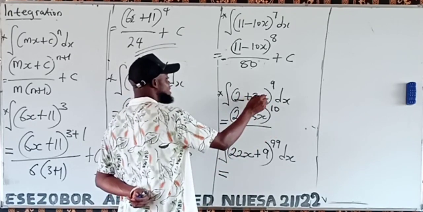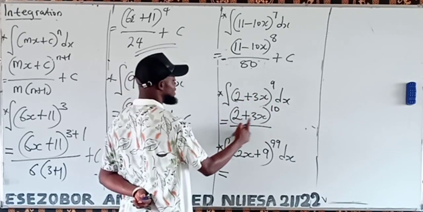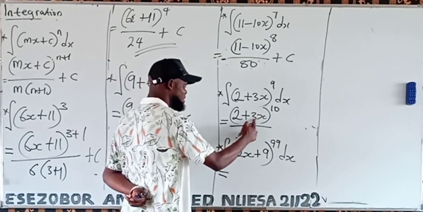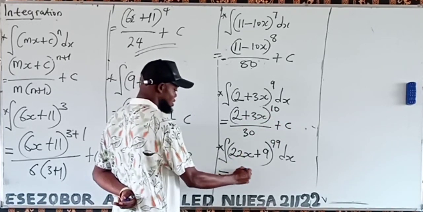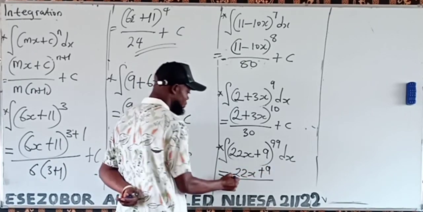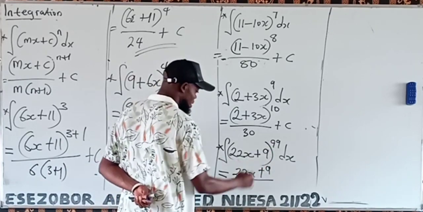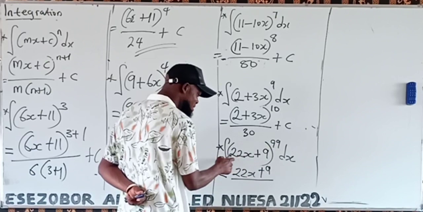Now what is the coefficient of s here? Is it 2 or 3? The coefficient of s is what? It's 3. That's 3 times 10, and it was 30 plus c. What about this? 22x plus 9. Add on to this one. That will be 100. 100 times the coefficient of s here.